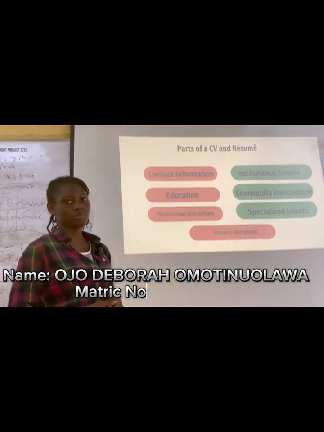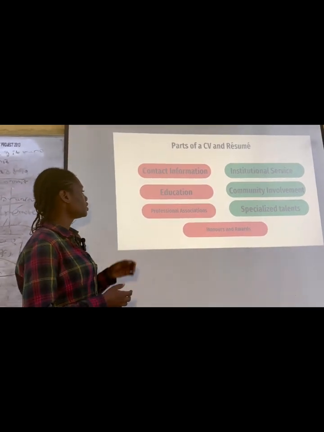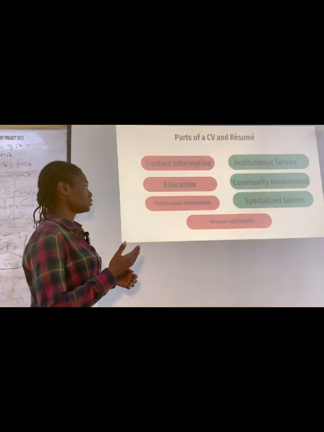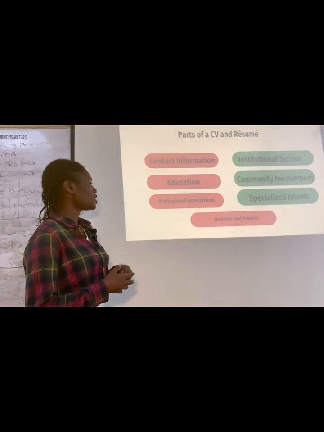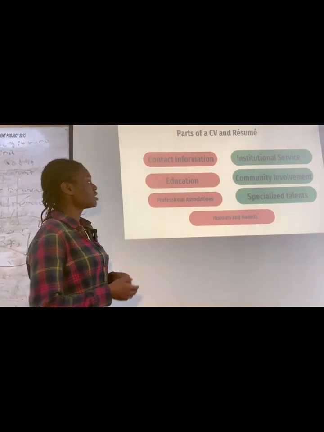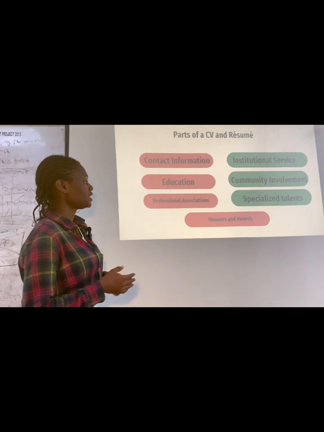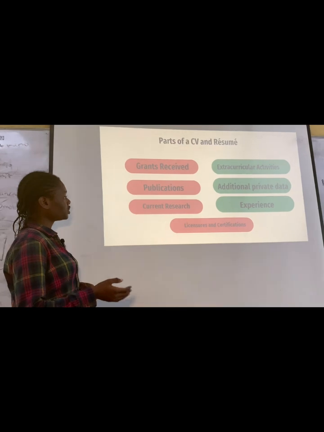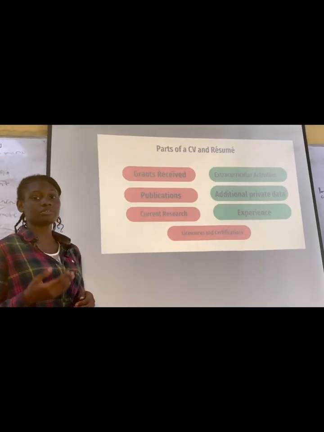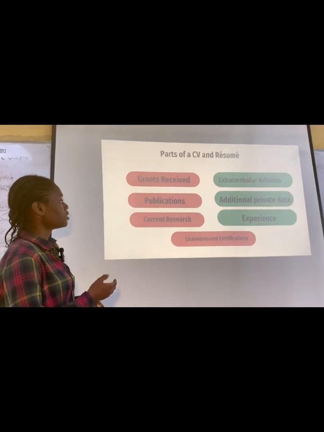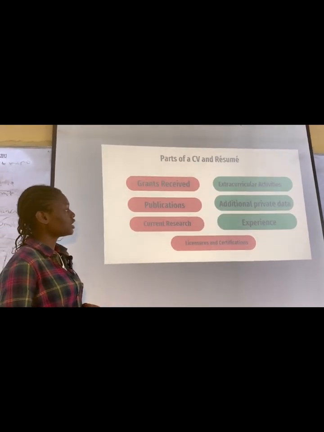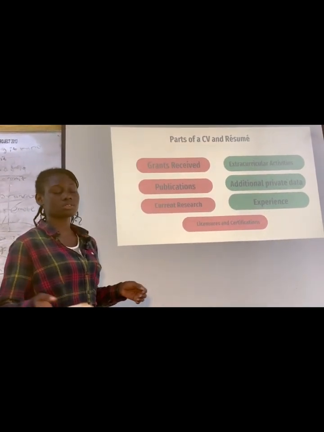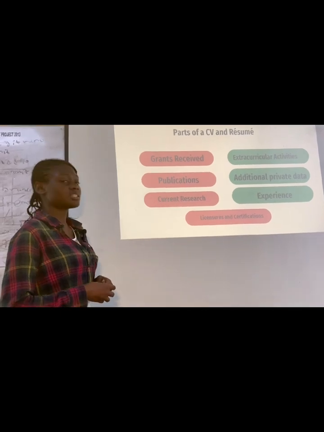Parts of a CV and resume: contact information, education. This includes your educational backgrounds, the list of schools and institutions, professional associations, institutional services, community involvement, specialized talents, honors and awards, grants received, publications, current research if you're working on any research or past ones, extracurricular activities, additional private data, experience, that's the history of your works, and licenses and certifications.